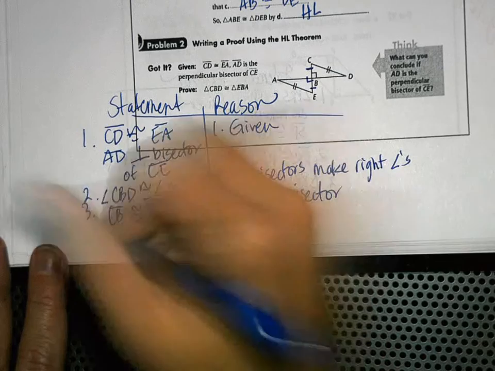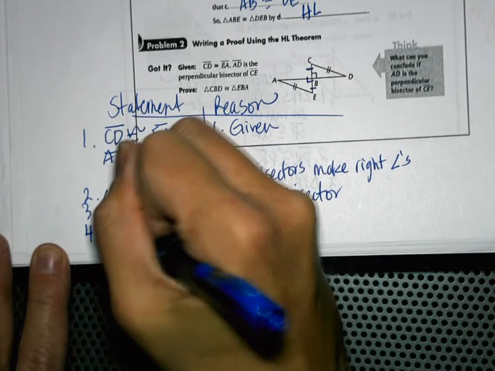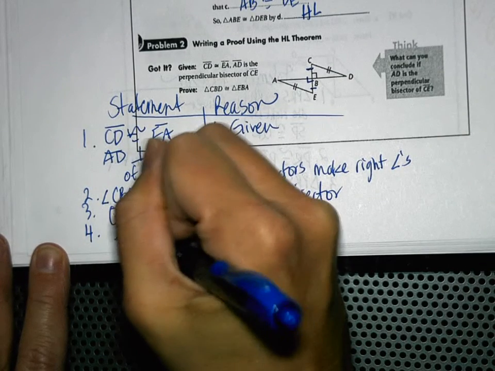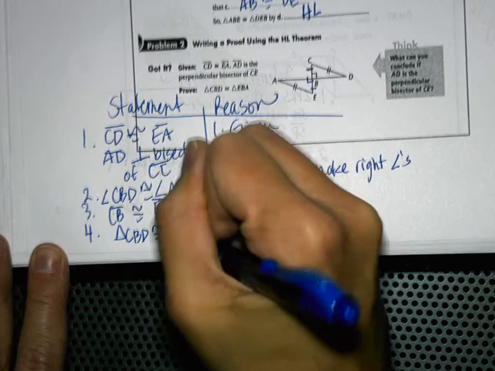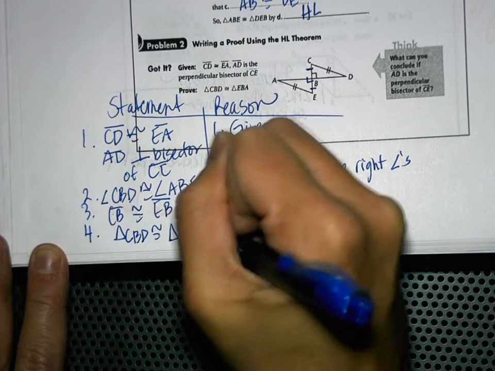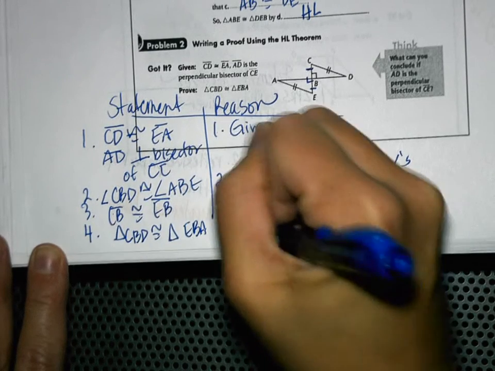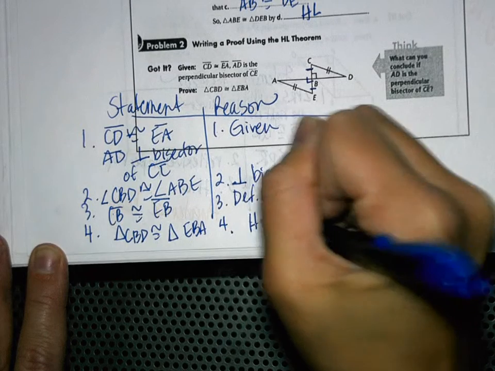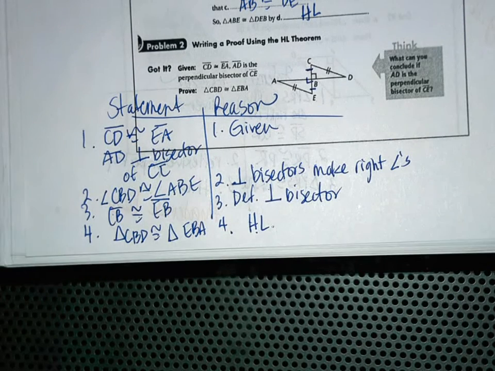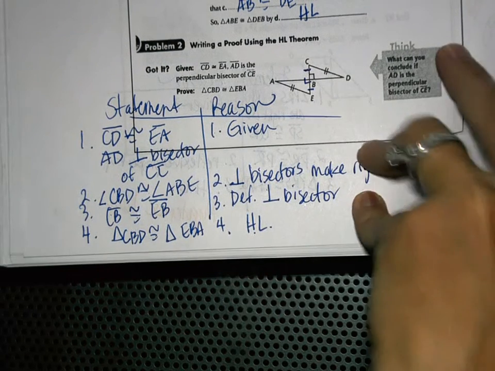Yeah, so number 4 is that triangle CBD is congruent to triangle EBA, and it is by what method? Hypotenuse leg. Very good. Questions? Okay. Page 169.